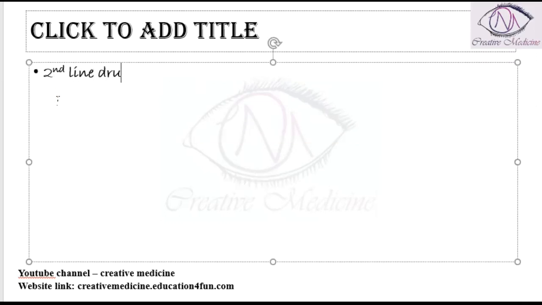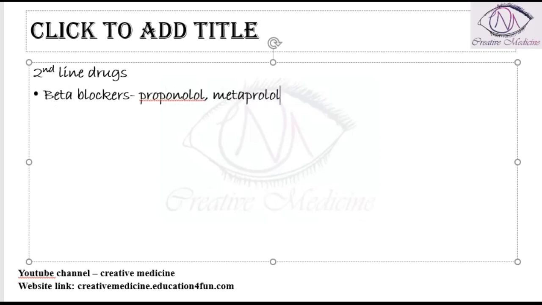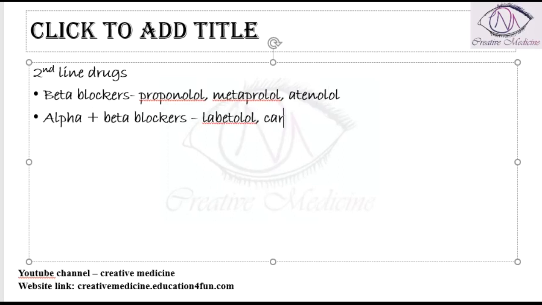The second line drugs include, first, beta blockers. Beta blockers are propranolol, metoprolol, atenolol or carvedilol. Then we have alpha plus beta blockers, which are also second line drugs and include labetalol or carvedilol.